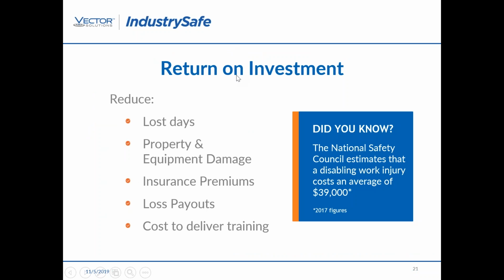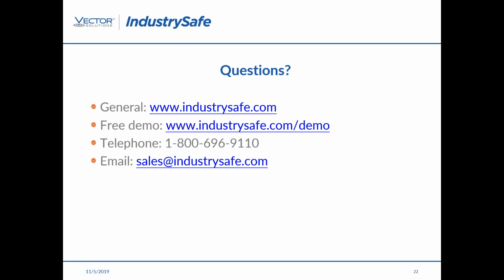And the idea is that as you utilize Industry Safe and Vector, you're going to reduce your lost days, your property and equipment damage, your loss payouts, and your cost to deliver training. And again, that's all by doing that loop, looking at your safety data sets, figuring out what training is appropriate to your workforce, delivering that training, and hopefully seeing that reduction.